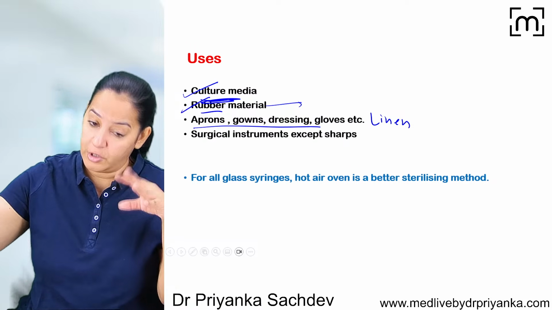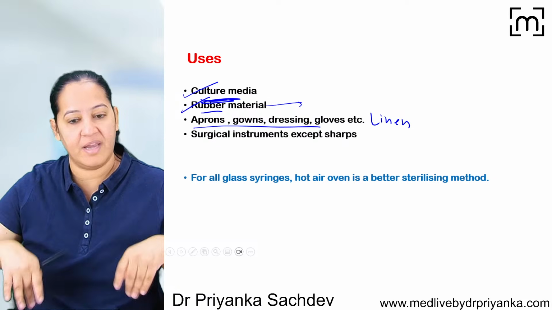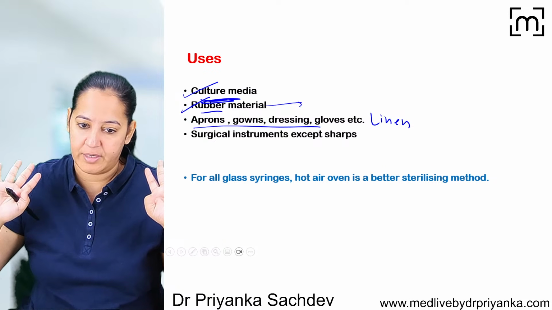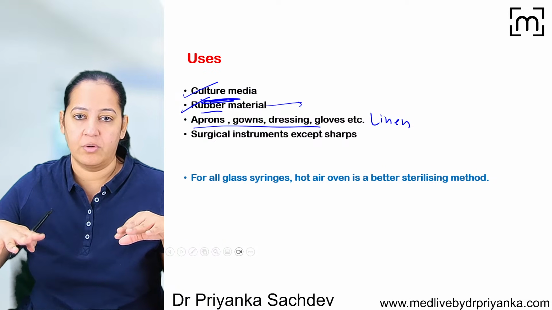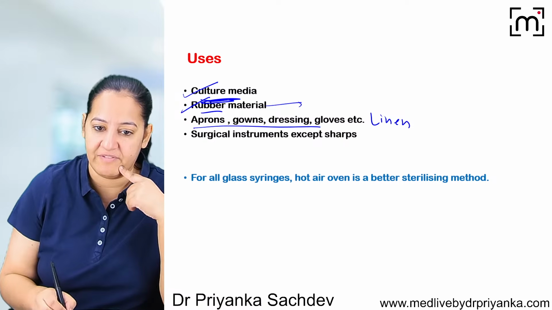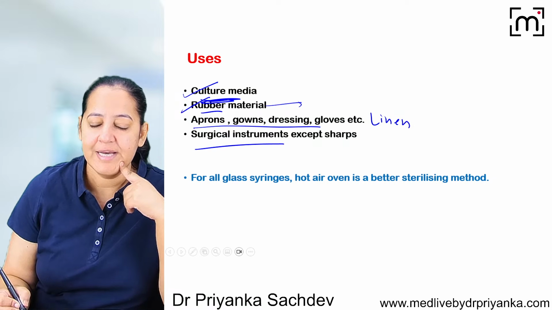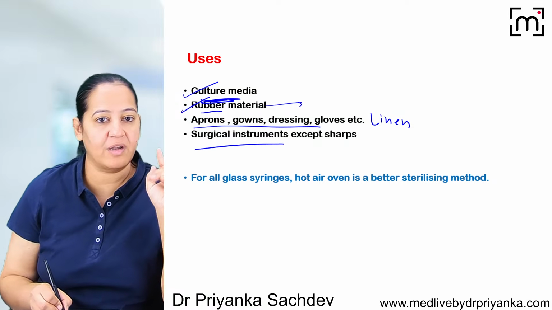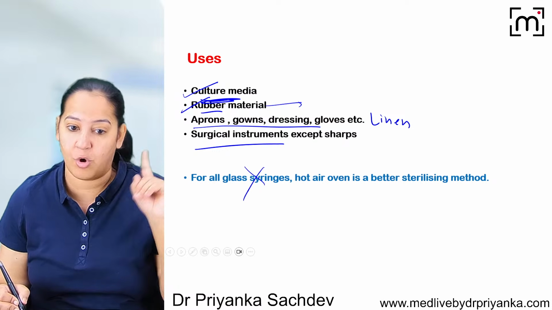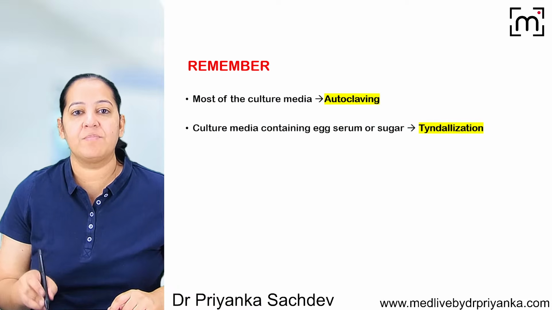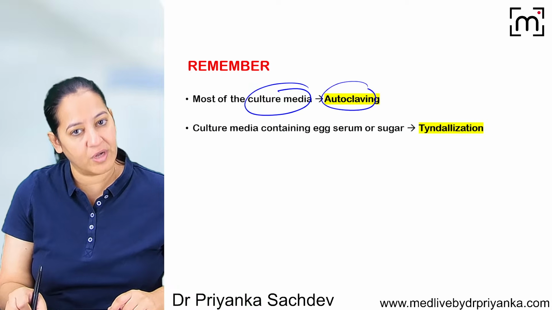Now I want to reuse it the next day. It is not containing any blood or any body fluid. Or the same with the OT gown. So next day we can reuse it after autoclaving. And all the surgical instruments. So please learn the 4 uses. For glass, it's not a good method. For glass, best is hot air oven. Got it? So please remember, for all culture media, autoclaving is the best.